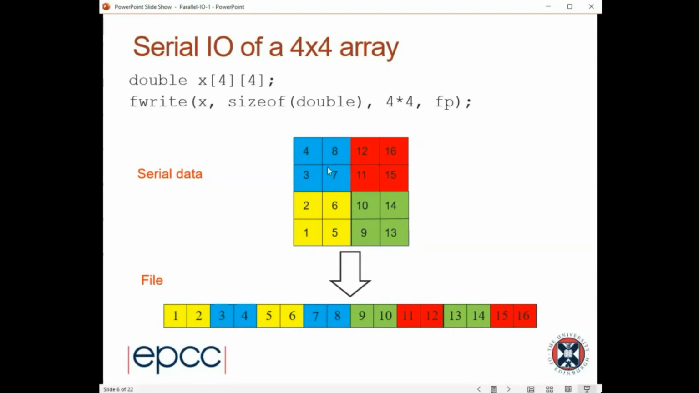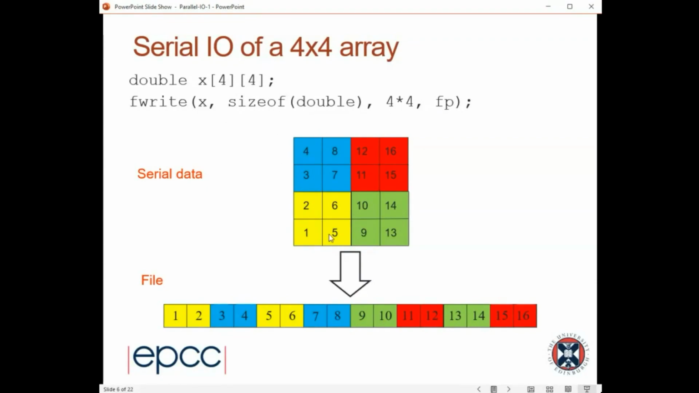Now, the coloring here is looking forward to when we have this in parallel. You can ignore the coloring for a moment. If I wanted to write this in serial, I would just say fwrite(x, sizeof(double), 4*4, fp), assuming I've previously opened the file. So I'd open this file, attach it to a file pointer, and in C, I just use fwrite and write this out.